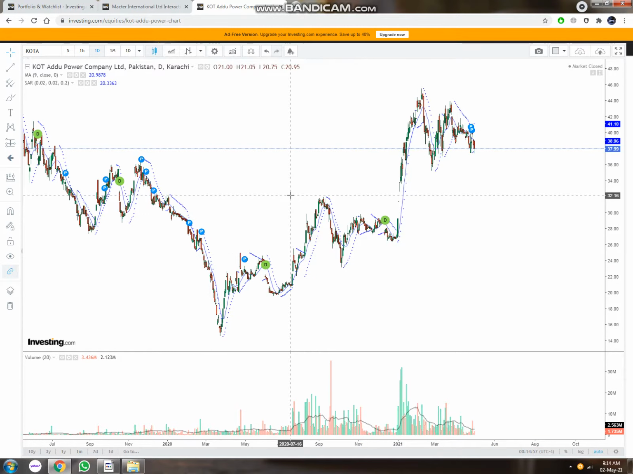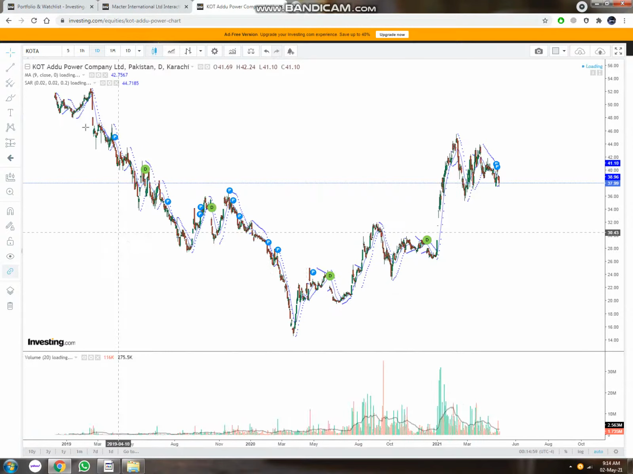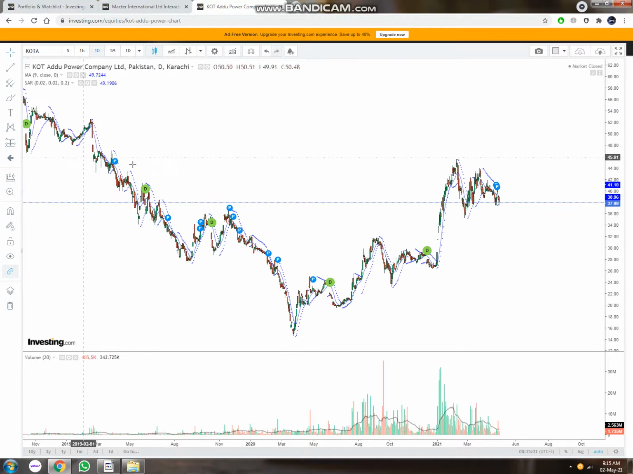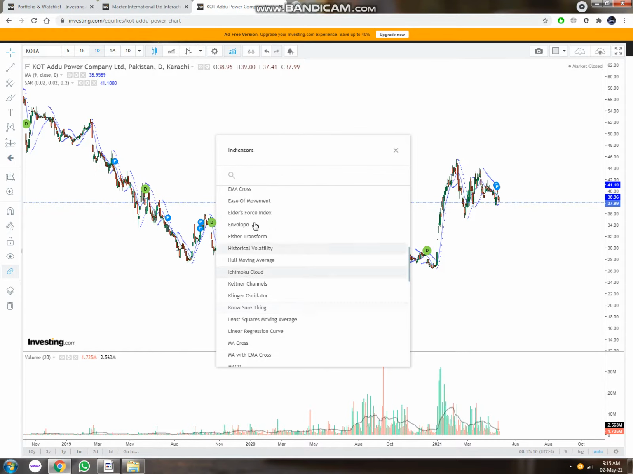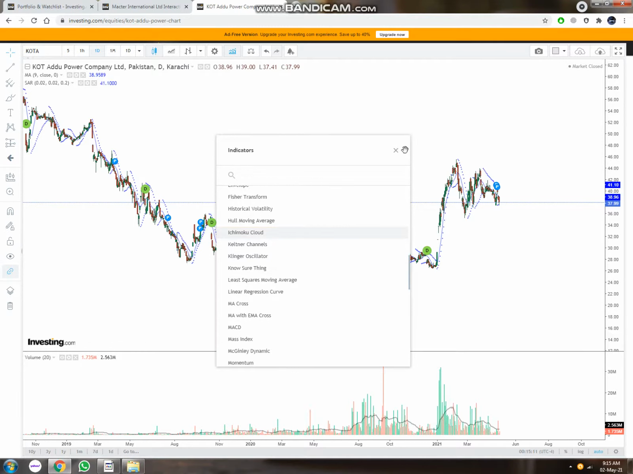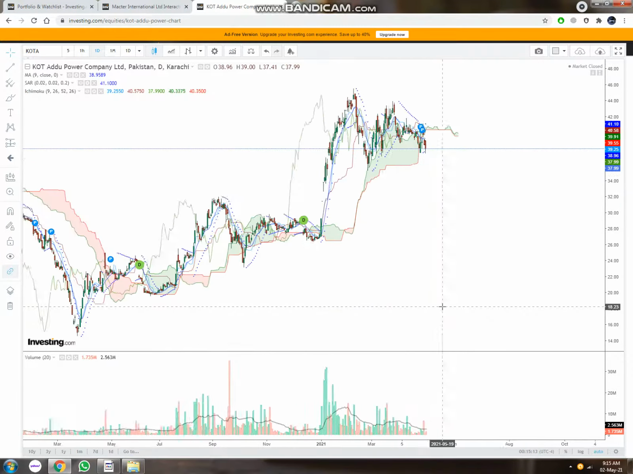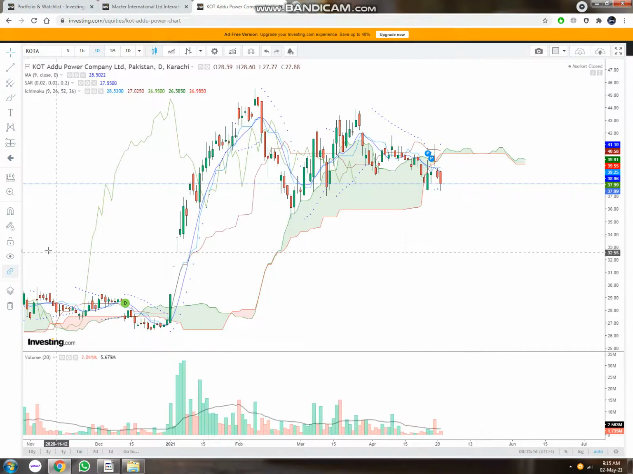The moving average, the parabolic SAR, the support and resistance level, the psychology of the candlesticks, all these contribute to identifying the direction of the trend. Now let's see some other things. What is known as the Ichimoku cloud? Yes, right here. This also helps you in identifying the direction of the trend.